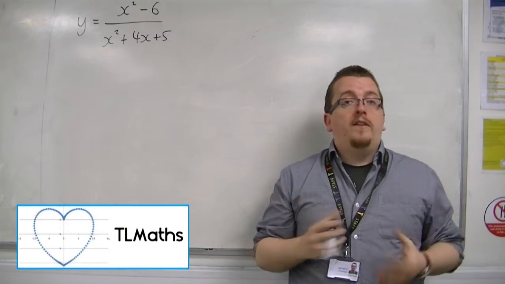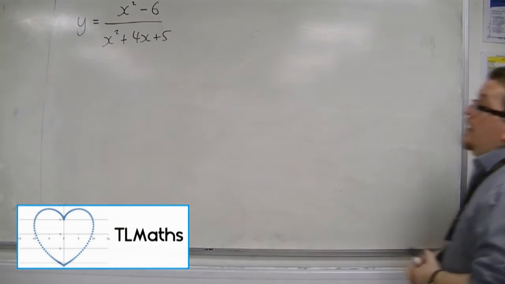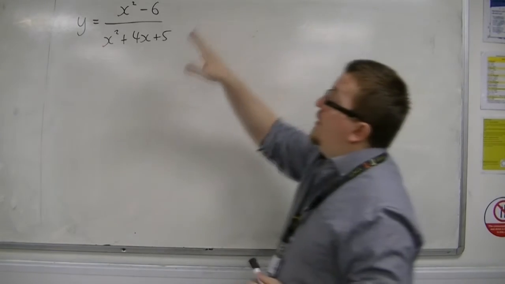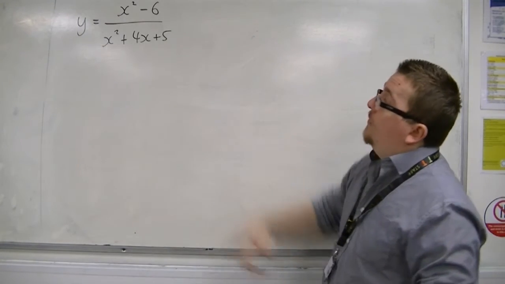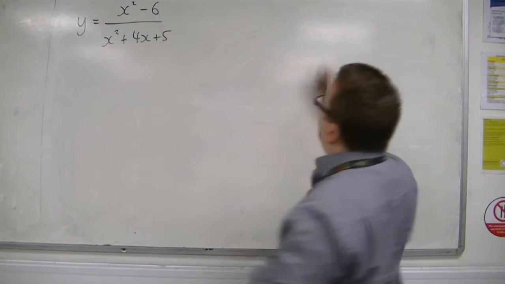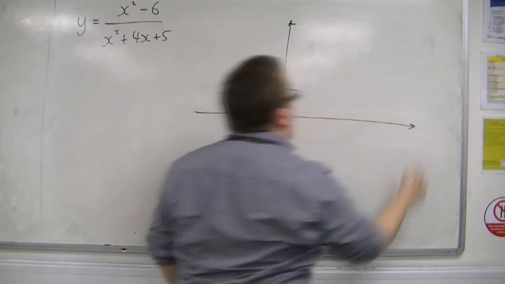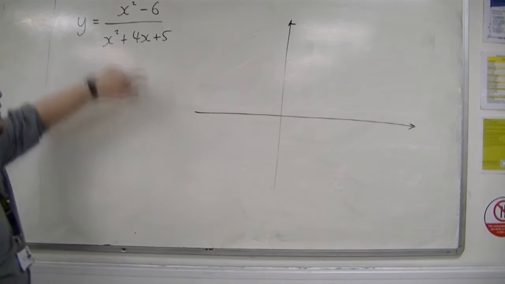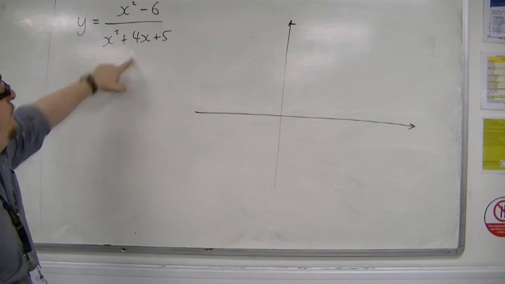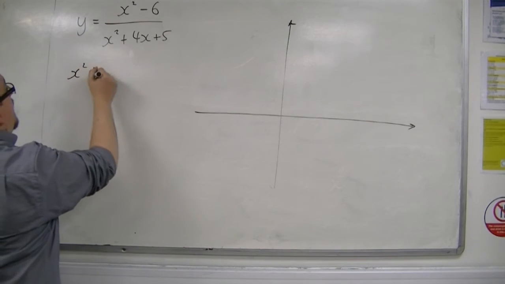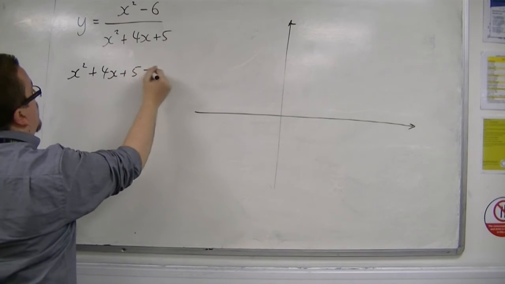Okay, in the first part of these videos, of this pair, I'm going to sketch y is equal to x squared minus 6 over x squared plus 4x plus 5. So, the first thing that we want to do is to try and determine where the vertical asymptotes are. So that's where the denominator is 0. So that would imply that x squared plus 4x plus 5 is 0.